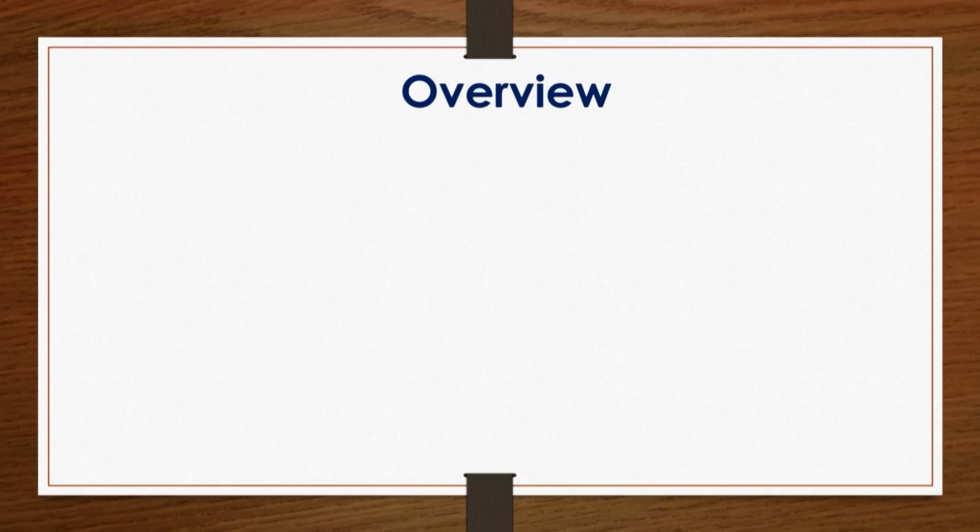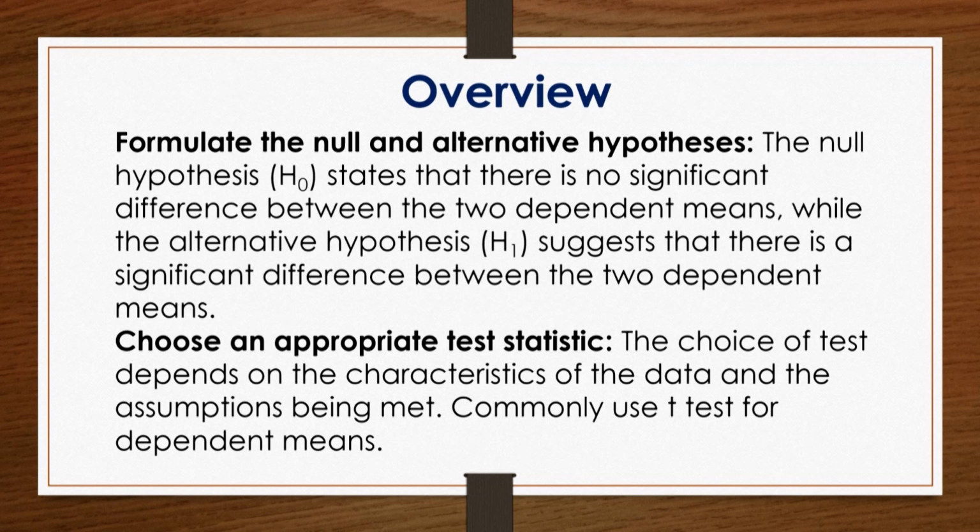Welcome back students. Let us discuss in this video an overview on testing the significant difference between two dependent or correlated means. Overview. Formulate the null and alternate hypothesis. The null hypothesis H0 states that there is no significant difference between the two dependent means, while the alternative hypothesis H1 suggests that there is a significant difference between the two dependent means.